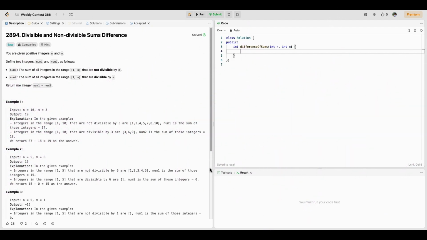Let's get started. Today's problem statement is divisible and non-divisible sums difference. We are given two positive integers n and m. We need to return the difference between num1 and num2, where num1 is the sum of all integers in the range 1 to n that are non-divisible by m, and num2 is the sum of all integers in the range 1 to n that are divisible by m.